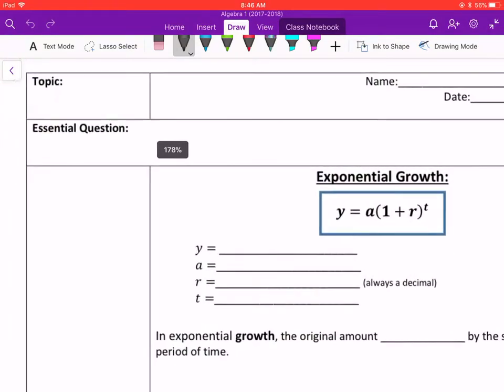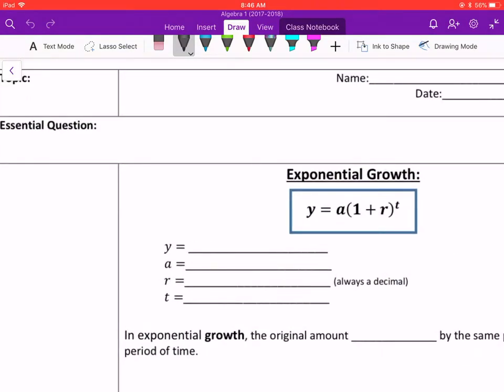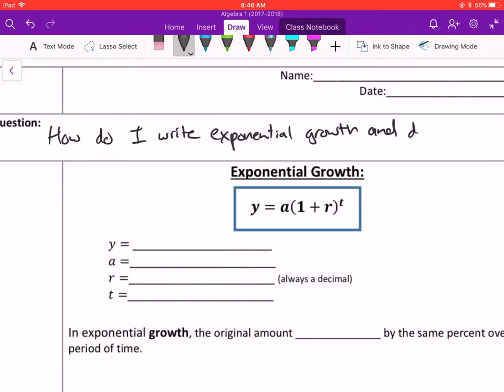We talked about the function, but now we're going to talk about specifics dealing with time, with growth and decay. So, all right, we're just going to do how do I write exponential growth and decay.